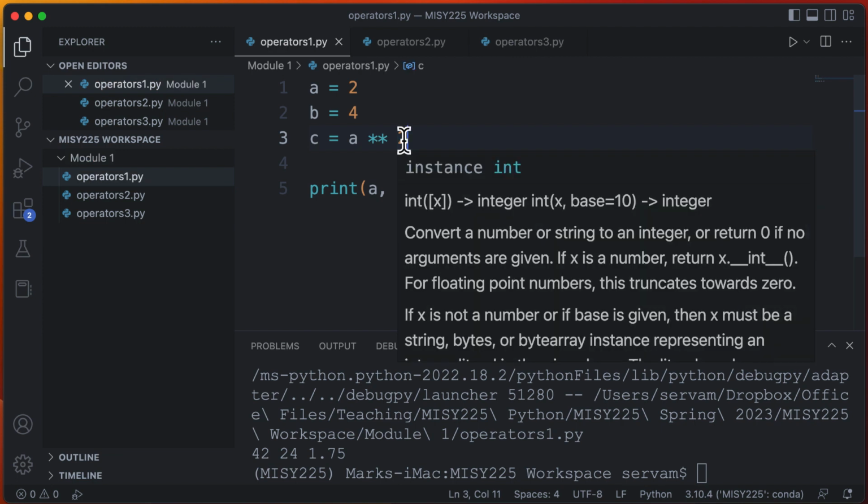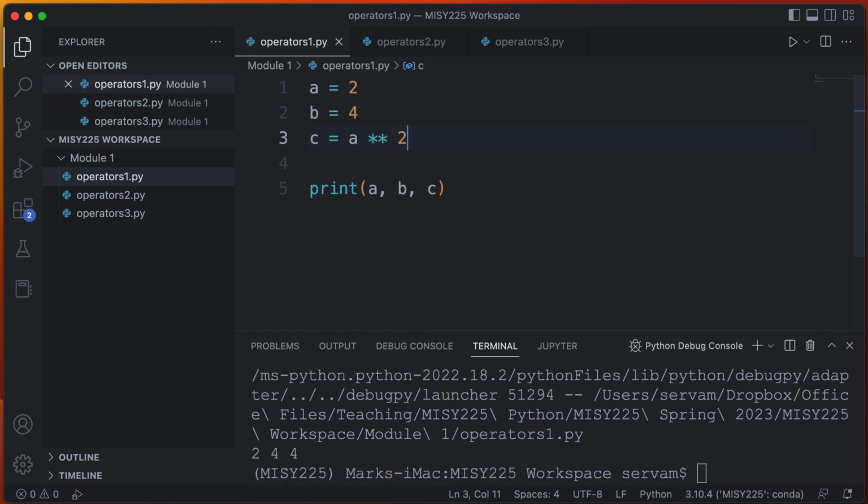If I run the result, you'll see that I raised it to the 2 power. Let's raise it to the 4 power. I run the result. Again, 2, 4, and then 2 to the 4th power is, of course, 16.